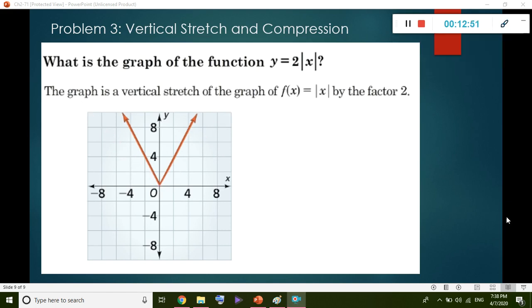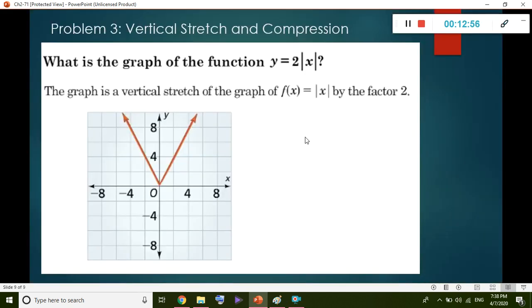Okay, let's see. That's it for today, girls. We're done with the translation and vertical stretch and compression.